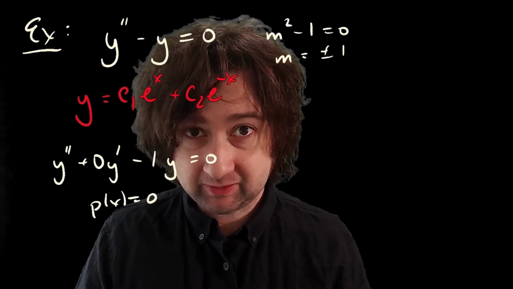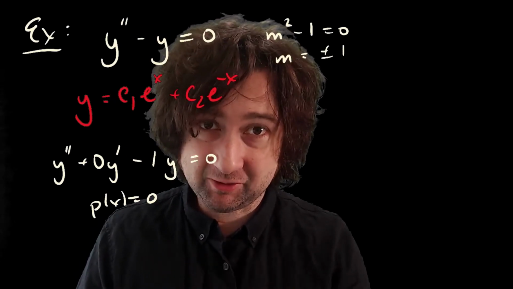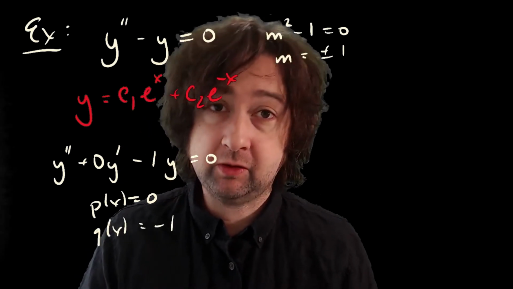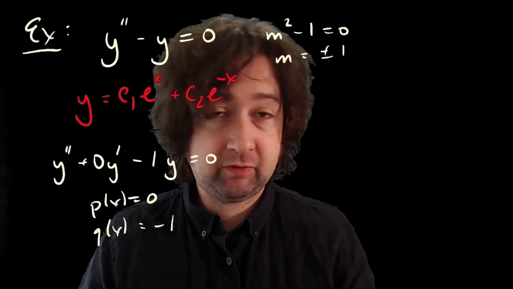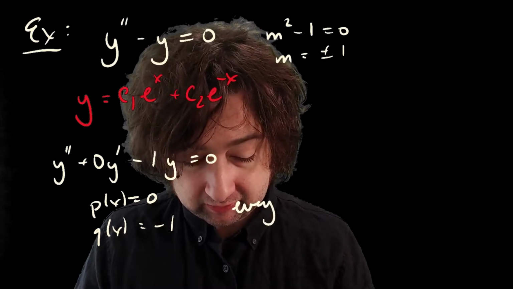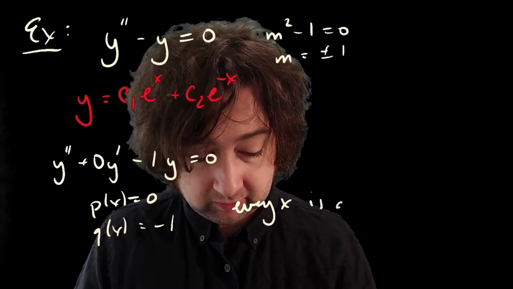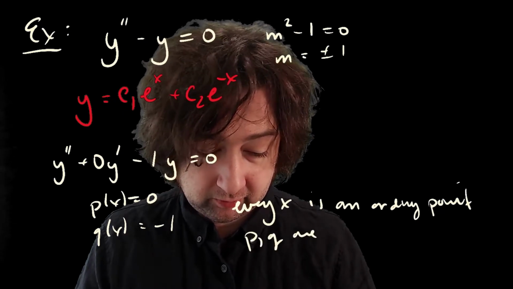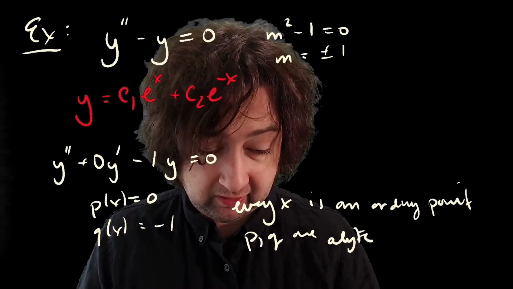That has a power series. It's convergent everywhere. There it is, 0. And q(x) = -1, also an analytic function. Okay, every polynomial is analytic. And so that means every x is an ordinary point because p and q are analytic everywhere.